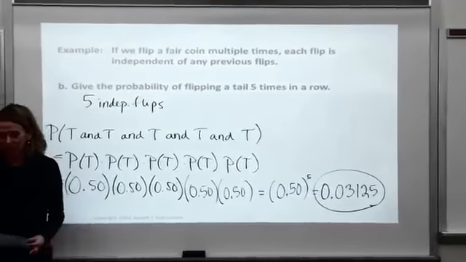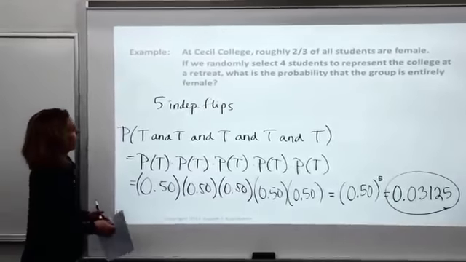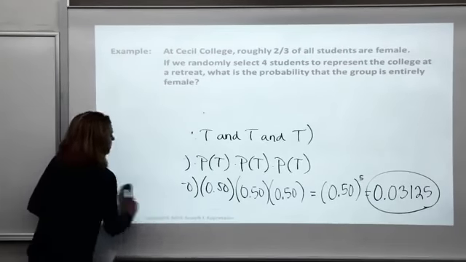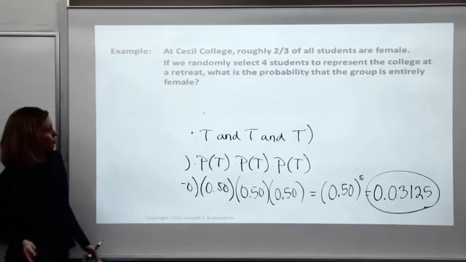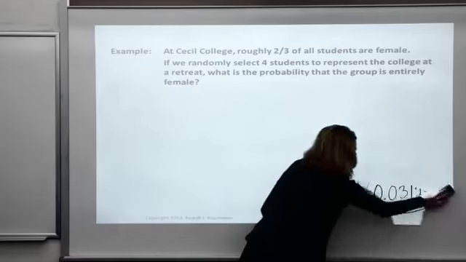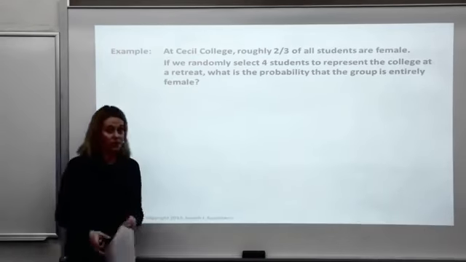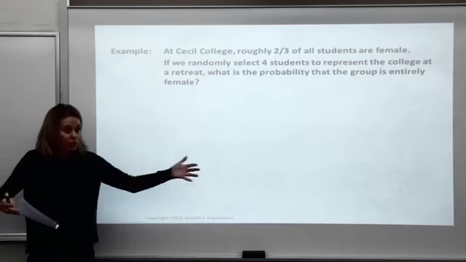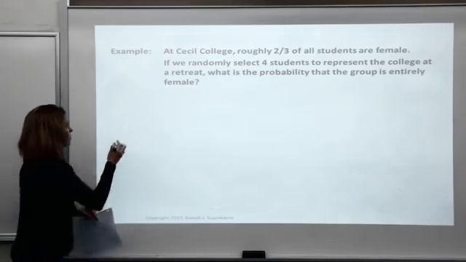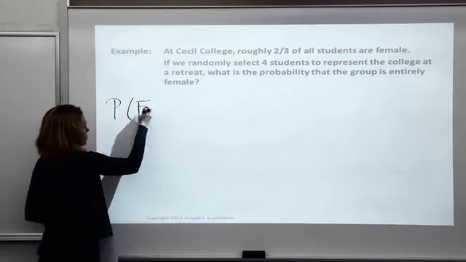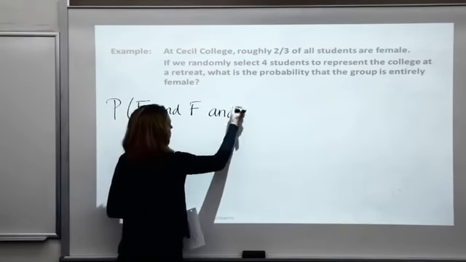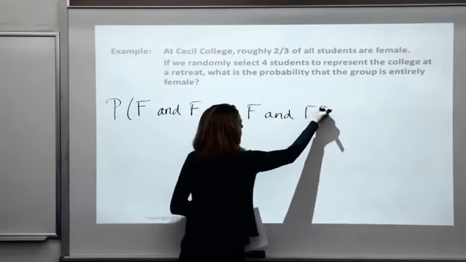All right, one last one with independence. At Cecil College, roughly 2/3 of the students are female. Let's say we randomly select 4 students to represent the college at a retreat. Since we're randomly selecting them, their gender should be independent of one another. What's the probability that the group is entirely female? We want to know the likelihood that the first student's a female, and the second student, how many do we have? 4. And the third and the fourth are all female.